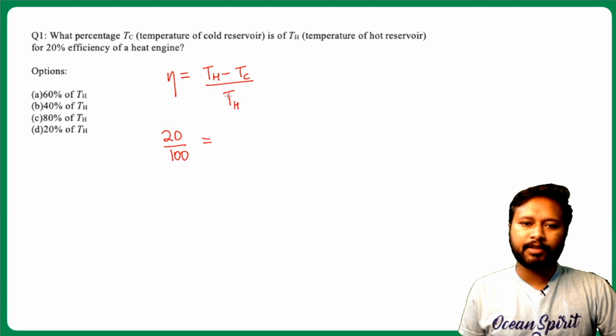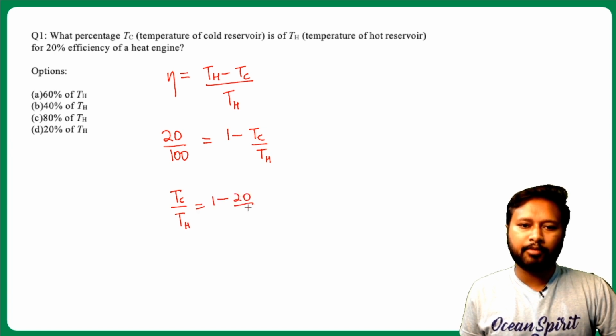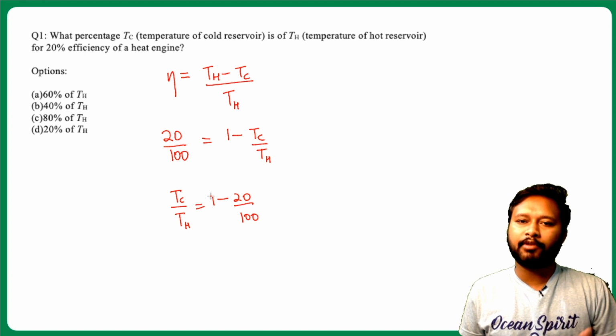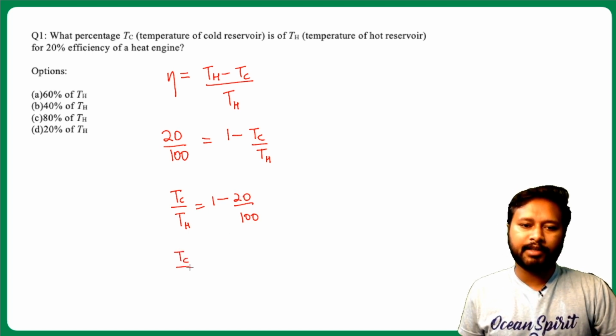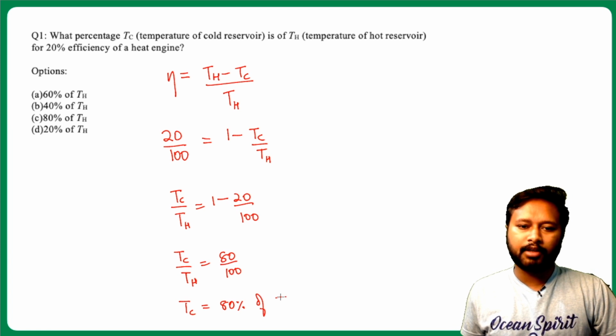And this, if you just separately divide it, becomes 1 minus Tc upon Th. Now if I try to solve it, I can take this Tc upon Th to this side, so it becomes Tc upon Th equals 1 minus 20 upon 100. If I solve this, LCM will be 100, 100 minus 20 will be 80. So basically I'll get Tc upon Th as 80 upon 100, or I can say 80%. So I can say that Tc is equal to 80% of Th.